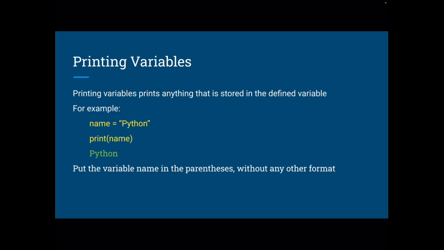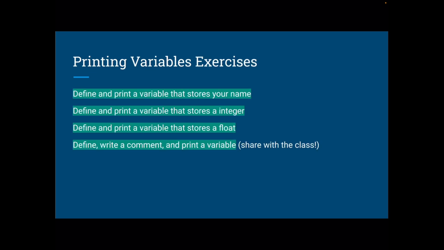So put the variable name in parentheses without any other format. Don't try to add quotation marks, because it's not a string, it's a variable, and the computer won't know what. It'll just print out name if you put print quotation marks name. You can try and experiment for yourselves, but if you want to print the variable name, put it without any notation, just name. Here are some exercises if you want to try them. Pause the video and see if you can do them.